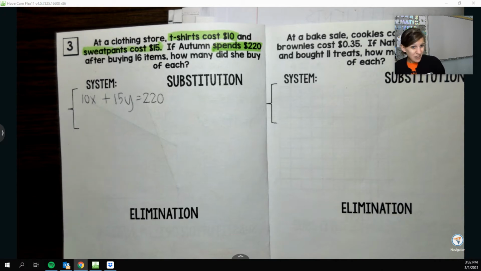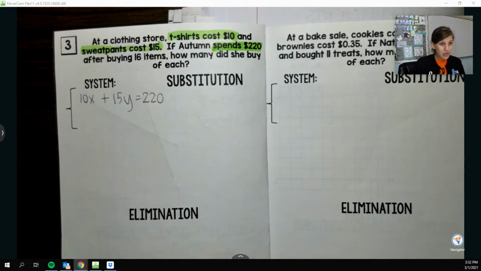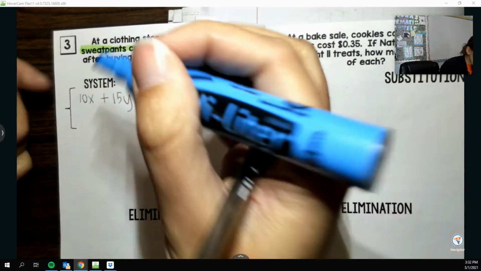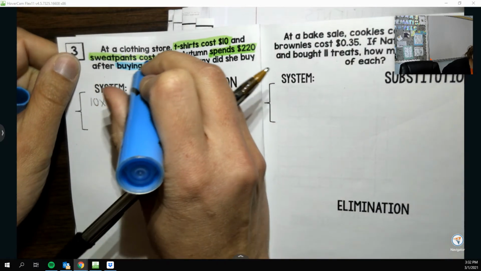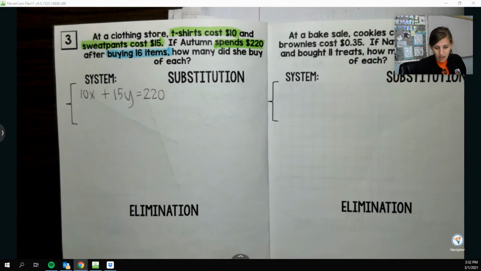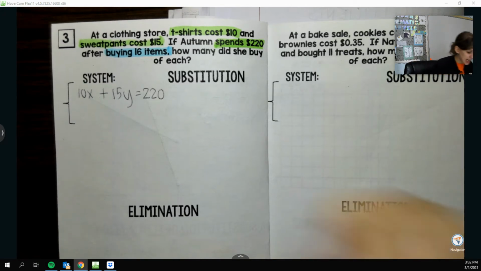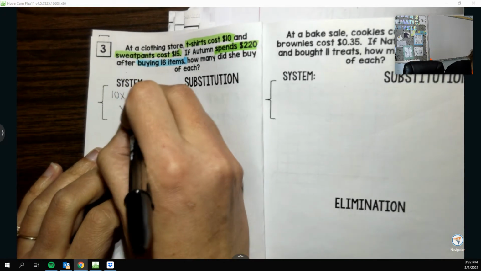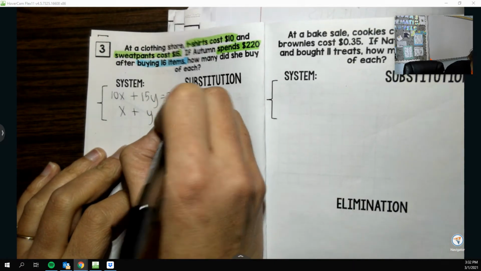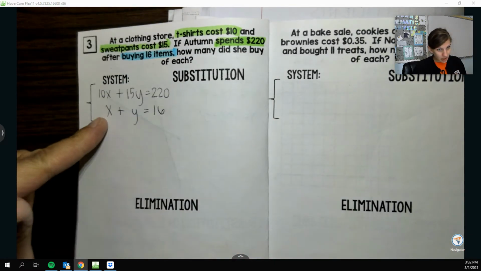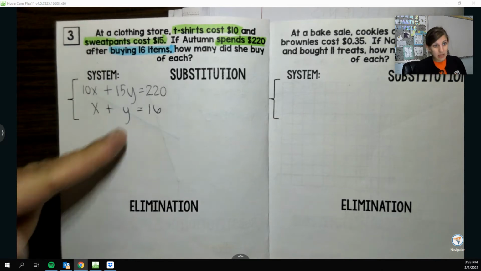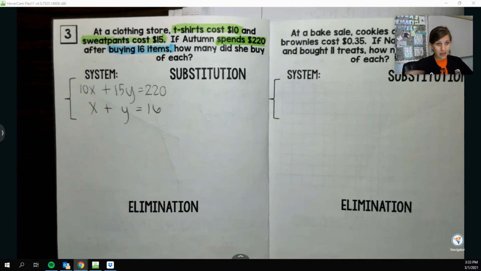Now, the reason that it's kind of confusing is because my second equation, I need to write it. It feels like it only has one number because we're saying that we bought 16 items. But I'm buying some t-shirts and some sweatpants. And when I buy them all together, there are 16 things. So really it's just x plus y equals 16 because we're doing t-shirts and sweatpants. Like I got some of them over here, some of them over there. When I add them all up, there's 16 of them.